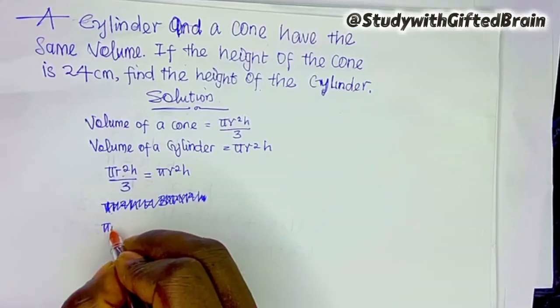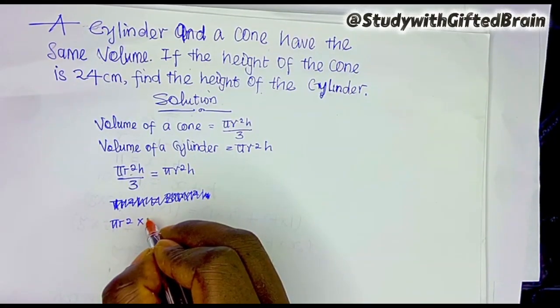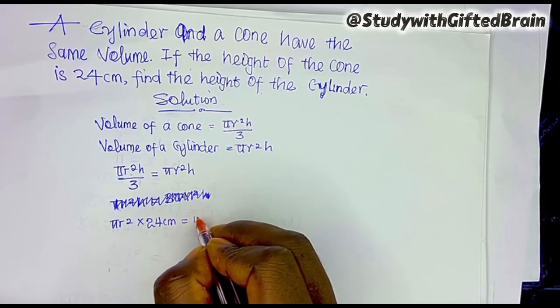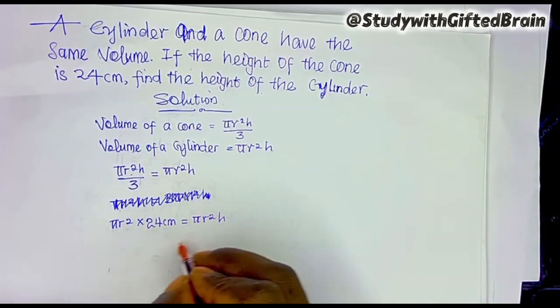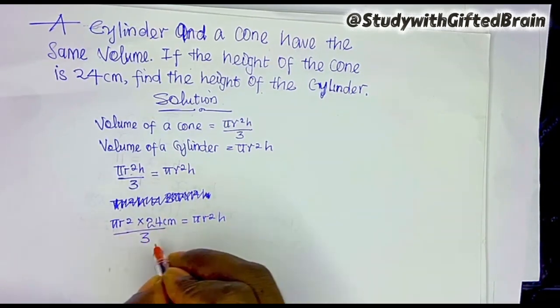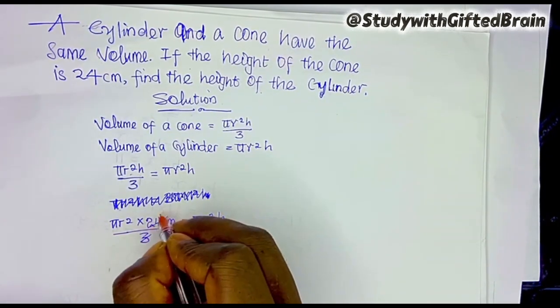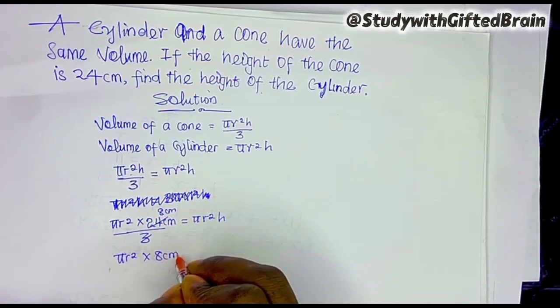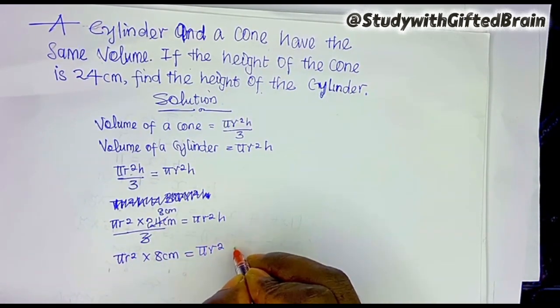h. Now we have pi r squared times, let's say the height of the cone is 24 centimeters, over 3, equals pi r squared h. Now, if you notice something, I can write over 3. So let me do something here. 3 can go here, 1, 3 can go here, that's 8 centimeters. So I have pi r squared times 8 centimeters equals pi r squared times h.